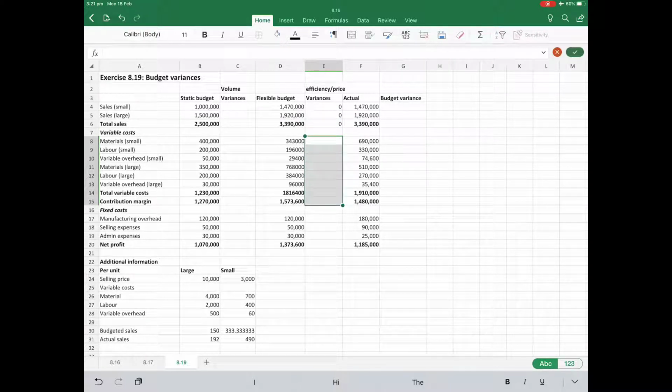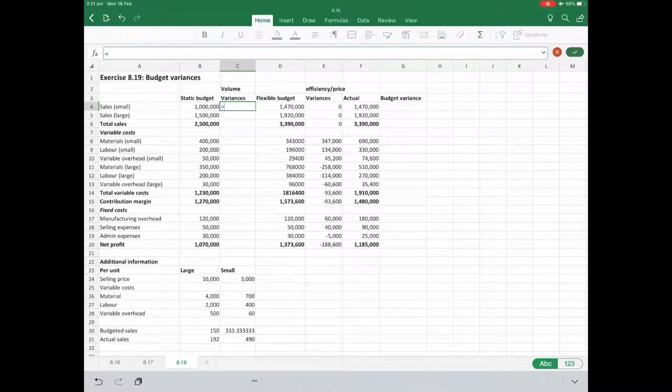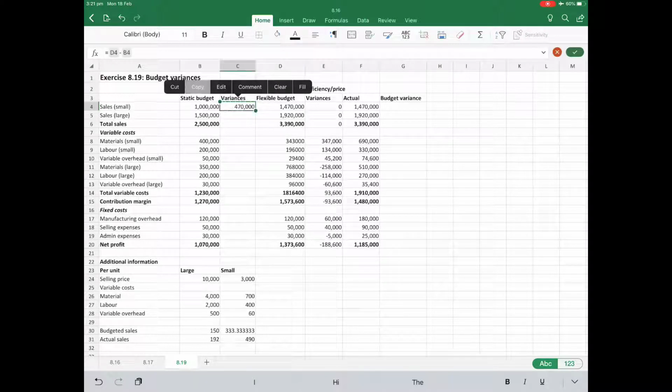You should familiarize yourself with how to work on Excel, because Excel skill is a very important technical skill that you need to know. Now, again, we can calculate the volume variance here, the variance caused by the sales volume. So I take the flexible budget and minus the static budget. Copy, paste.